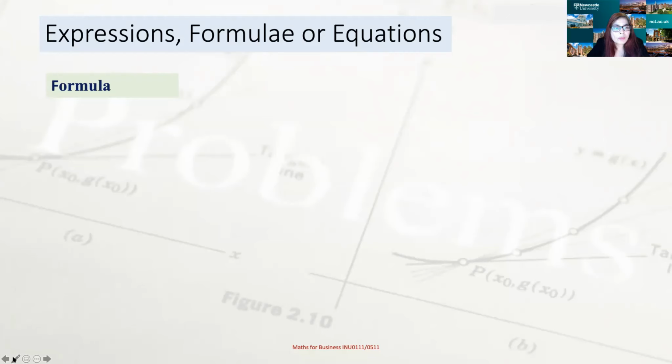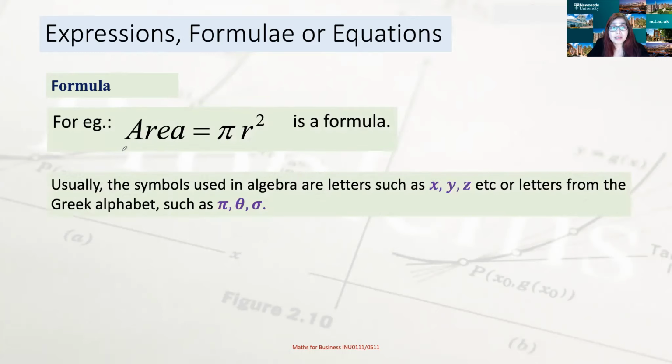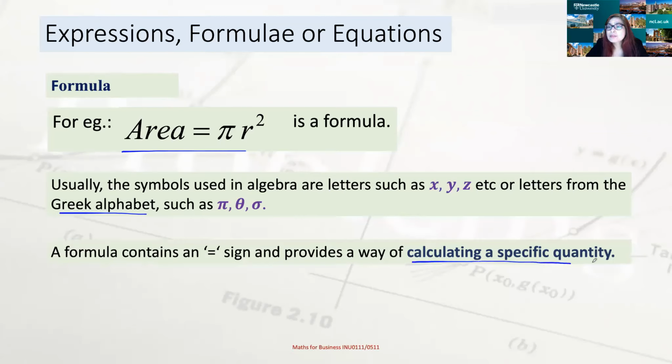Okay, so now what is a formula? Formula, for example, like last week, where we did shapes and space, is something like this. We have a formula for the area of a circle. It usually uses letters like X, Y, Z, and letters from the Greek alphabet, like pi, theta, sigma. Formulas are usually used to calculate a specific quantity. For this reason, you always have an equal to sign. That is a formula, okay?